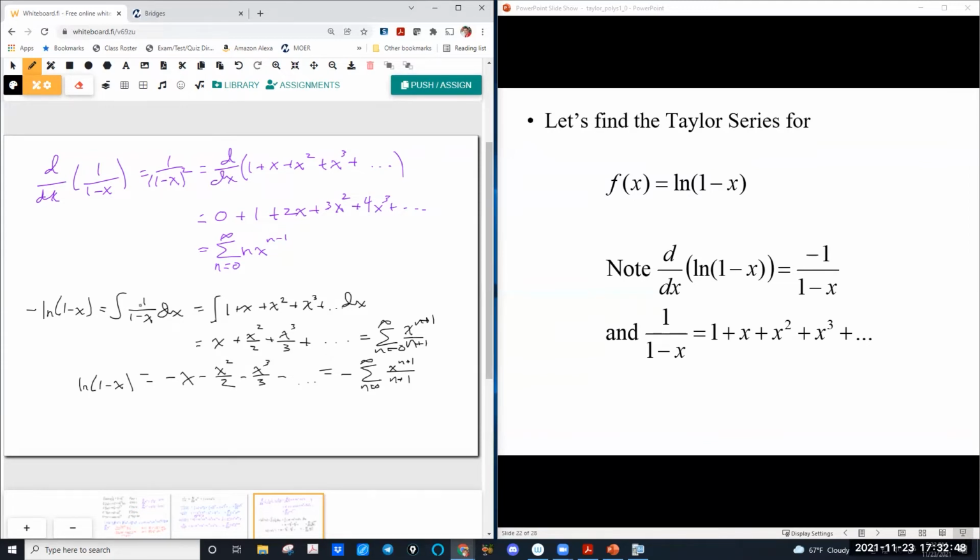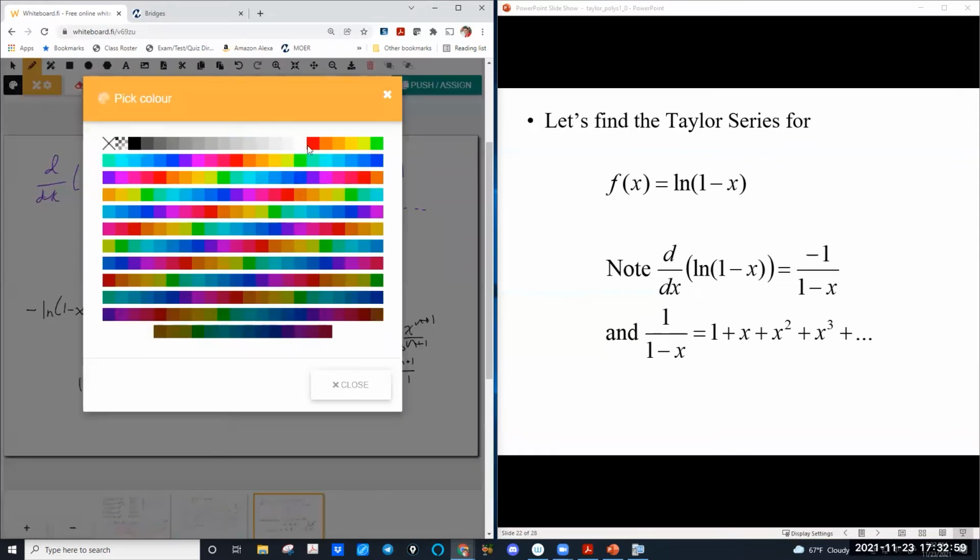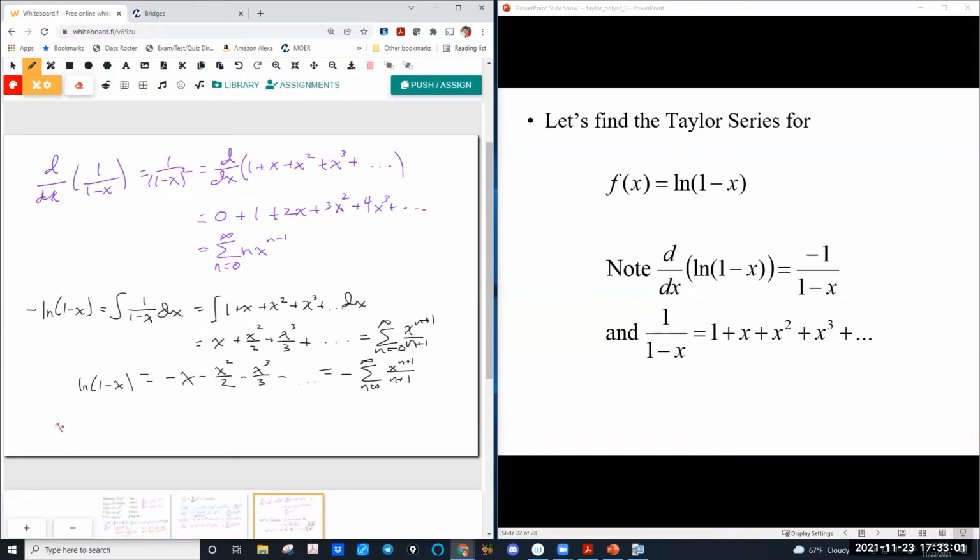And these methods can be combined. You could use an antiderivative to find one, and then if you had to multiply by something, like if we wanted to find x cubed ln of 1 minus x, we would take what we found here and multiply it by x cubed. So all these methods can be combined.